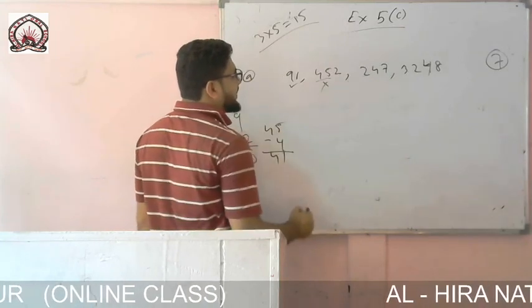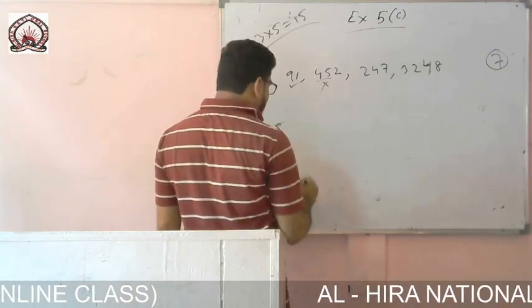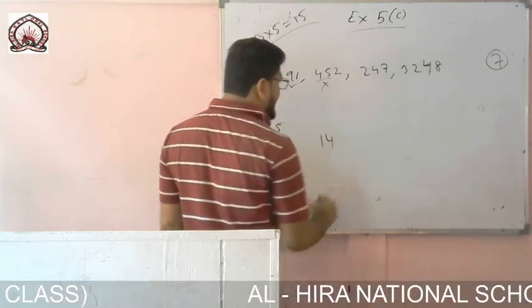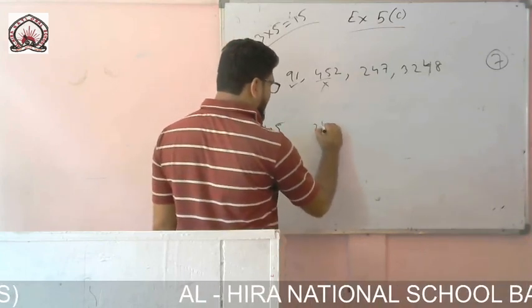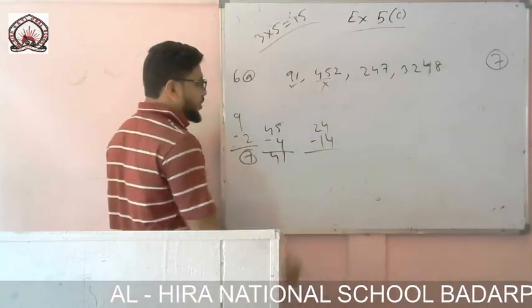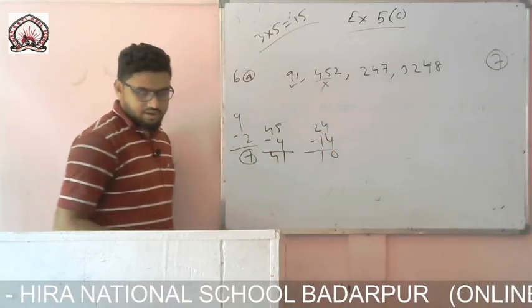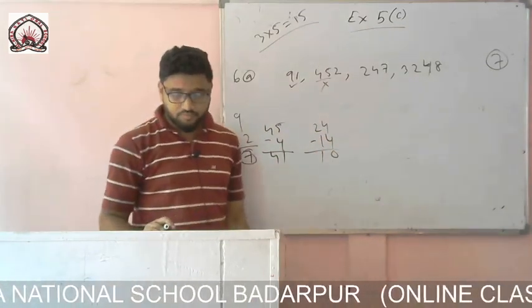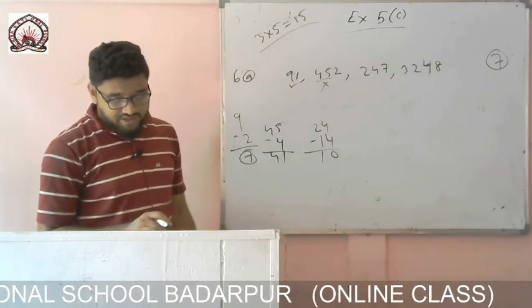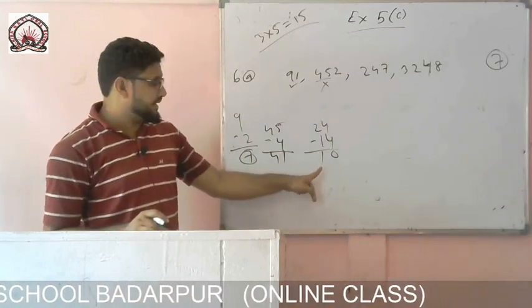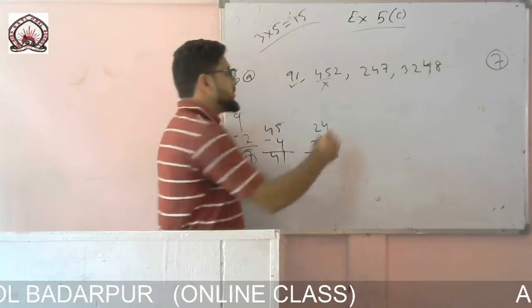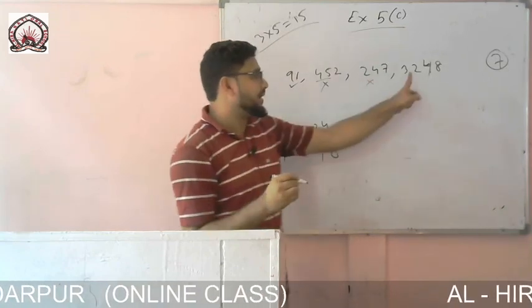Now come to that one, 247. 7, if you double it, is 14. The remaining is 24. So subtract: 4 minus 4 is 0, and 2 minus 1 is 1. So 10. 247 gives 10. 10 is not divisible by 7. So it is not divisible.